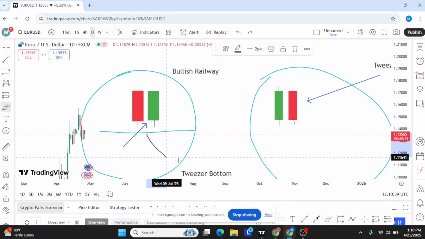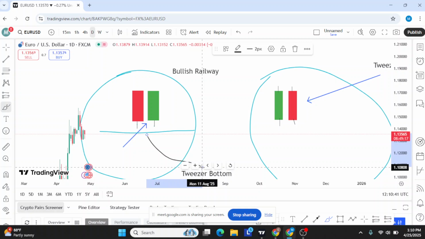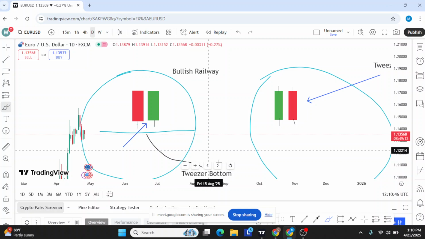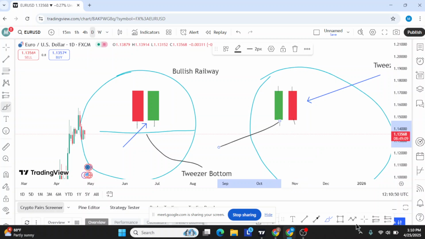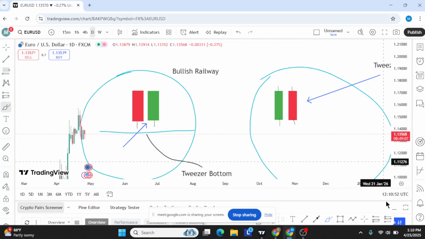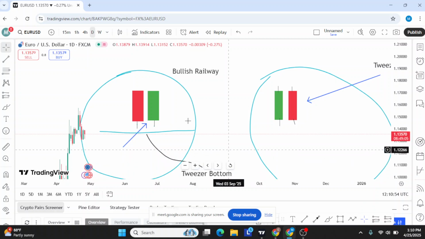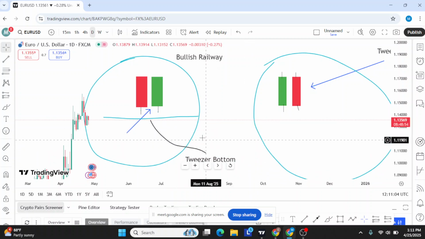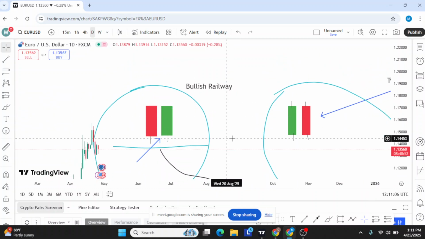This signifies that this is a tweezer bottom. You can see this is a tweezer bottom. So why is it a tweezer bottom? We can see that at the opposite end of this candlestick pattern, there are no wicks. So it makes this a tweezer bottom, like we've discussed in previous classes.